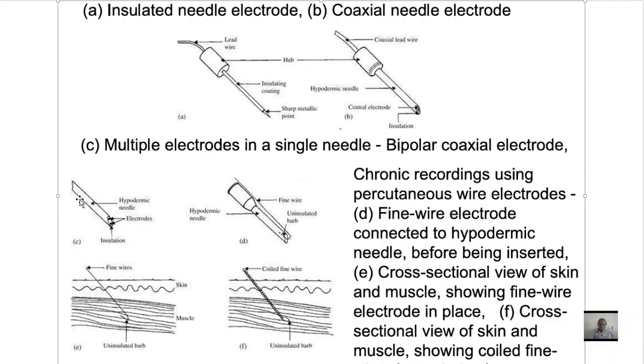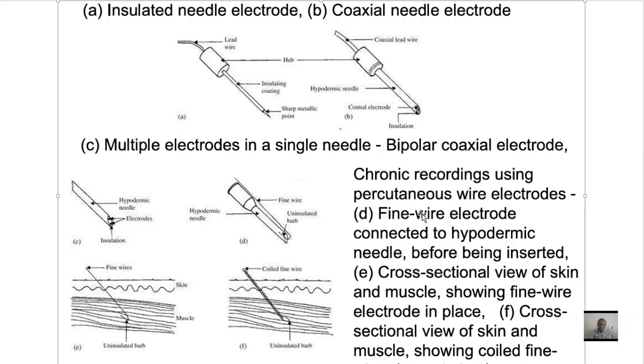So these are the diagrams explaining about this, A, B, C, D, E, F. These are the different kinds of internal electrode. Okay, multiple electrodes in a single needle, that is bipolar coaxial electrode, chronic recordings using percutaneous wire electrode. The diagram D explains about the fine wire electrode connected to hypodermic needle before being inserted.